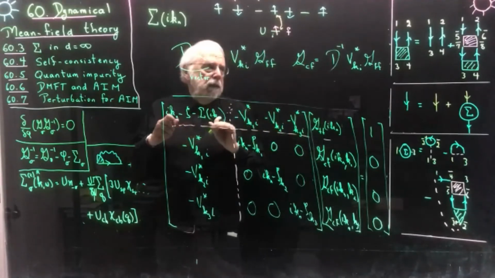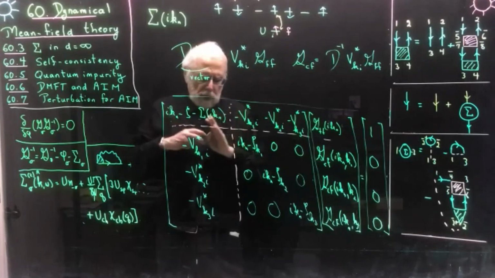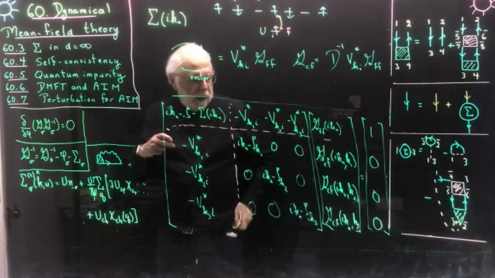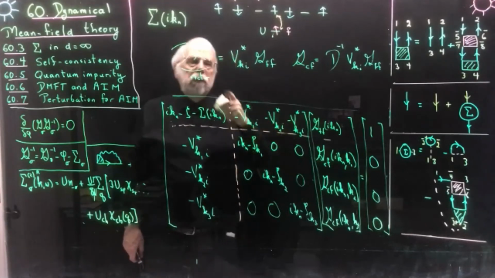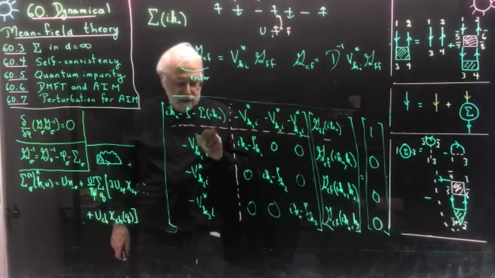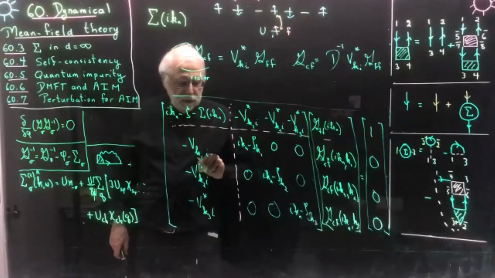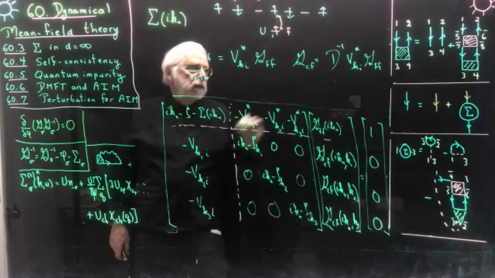So it means that now I can, sorry, I make a big mistake here. Here I had V star, but here I had V, right? Because it's the other term I was anti-commuting. I'm really sorry. So this is V.